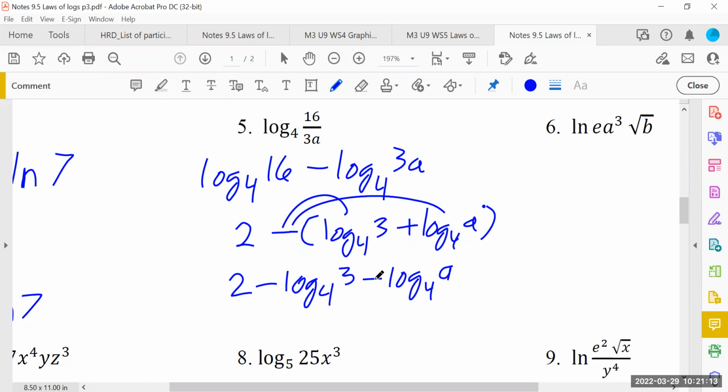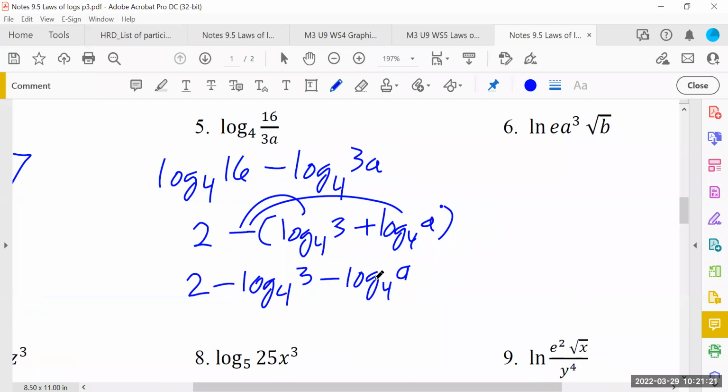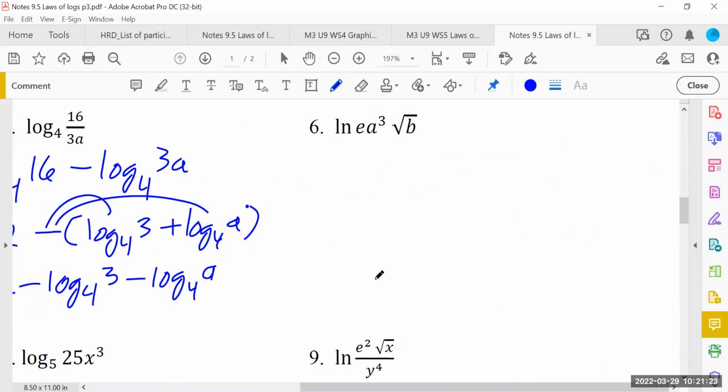If you understand that principle, you can skip a lot of that middle work and jump straight to which ones are positive and which ones are negative. So with that in mind, number 6, do I have any division here? It's all multiplied together, so they should all be positives. Let's jump straight to just breaking them all apart. Natural log of e plus the natural log of a cubed plus the natural log of b.